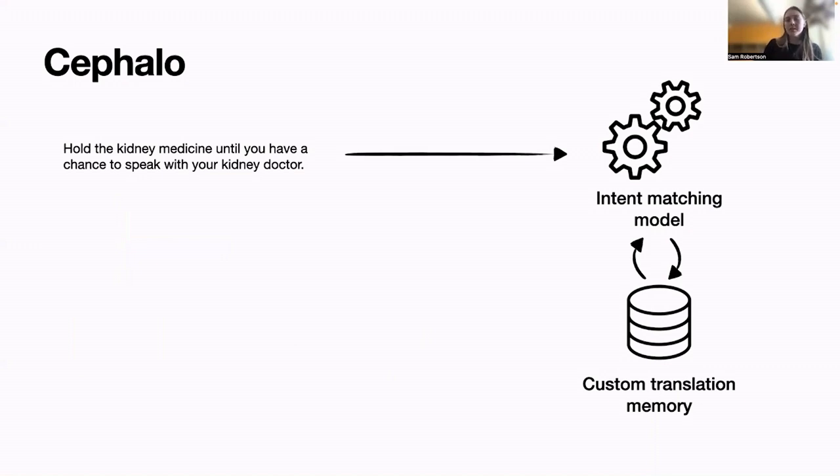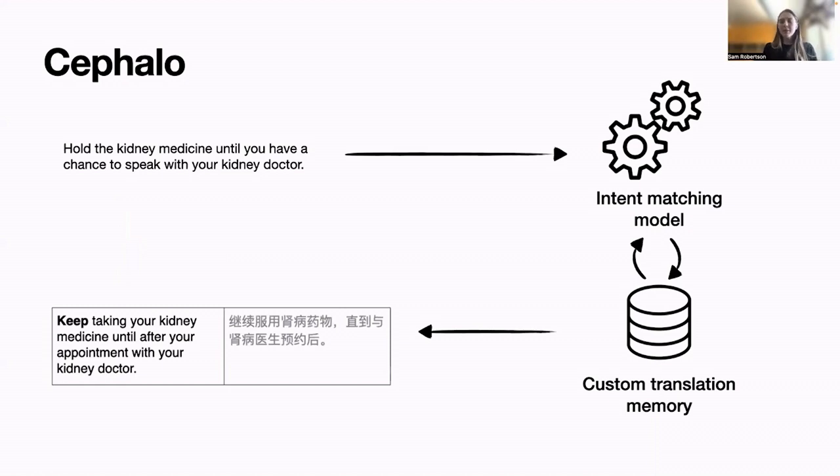Of course, this is still a model. This can still make mistakes. So it's possible that the intent matching model makes a mistake and gives you back a sentence that isn't what you want. For example, maybe it's the same mistake that Google Translate made earlier with "keep taking your kidney medicine." But the key difference here is now the user can look at this and immediately identify that something has gone wrong. And not only identify the error, but they could actually go and look in the translation memory and say, okay, that's not what I wanted. What else have you got for me? I want something else.